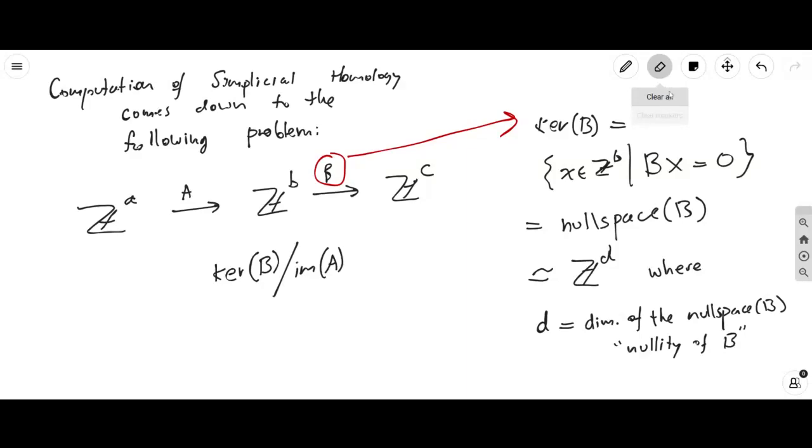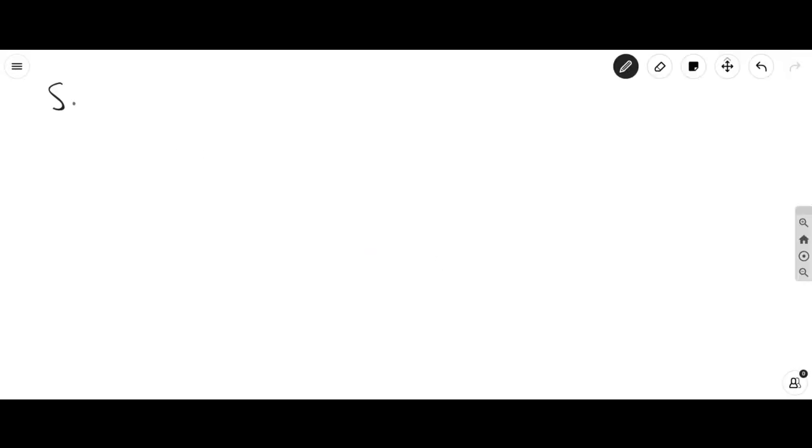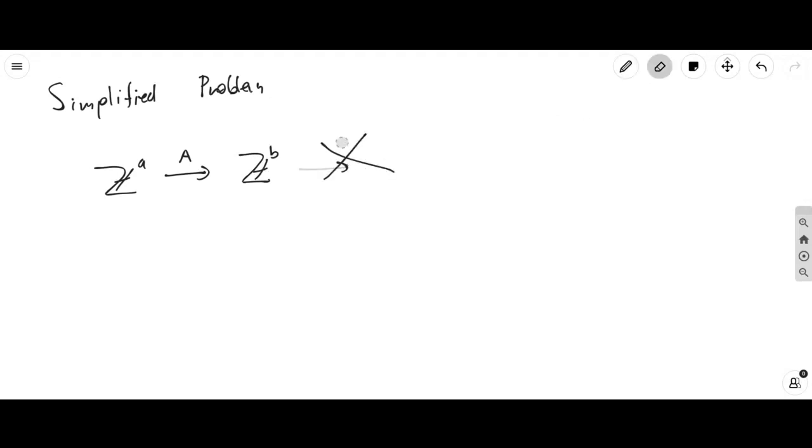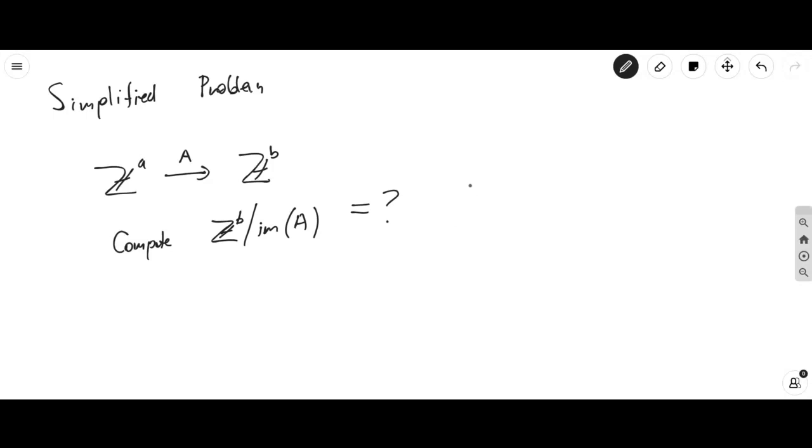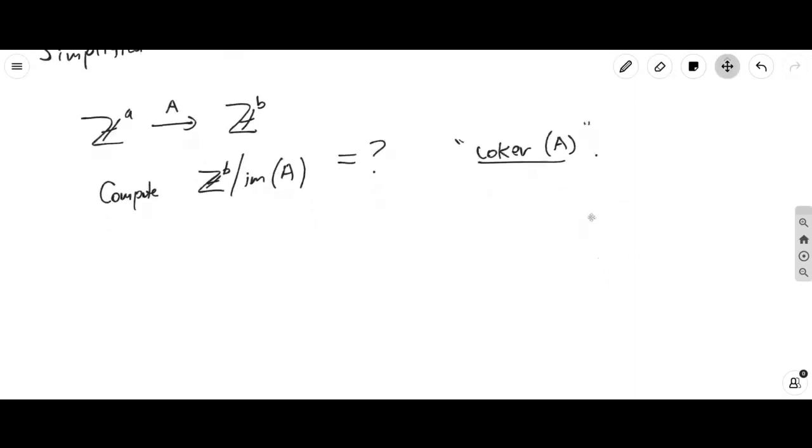So to make it a little bit easier, here's a simplified problem. Let's say we're mapping Z to the A by a matrix to Z to the B, and let's just completely forget about the other one. So let's say it's not here, it's just that. And instead of the kernel, just to make it a little bit easier, let's say we compute Z to the B mod the image of A. How do we determine what that is? If you're familiar with this, this is what they call the co-kernel of A. But if you've never seen it before, then do not worry about it. This is basically what we want to find.